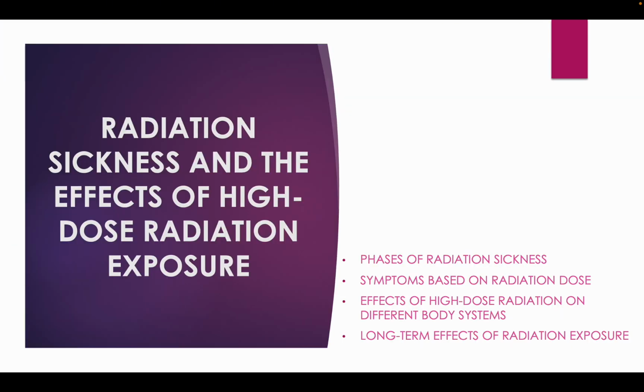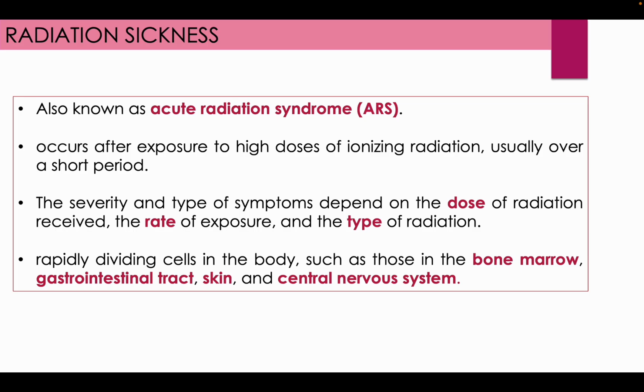Okay, now let's talk about radiation sickness, also known as acute radiation syndrome. And also, what are the effects of high dose radiation exposure on the different body systems? Again, radiation sickness is also known as acute radiation syndrome. It occurs after exposure to high doses of ionizing radiation. The severity and type of symptoms depend on the dose of radiation you received, the rate of exposure, and also the type of radiation.